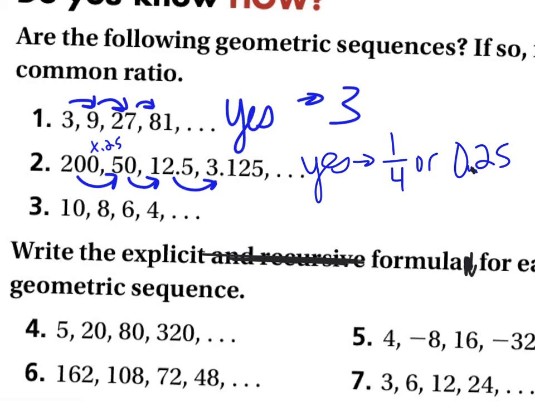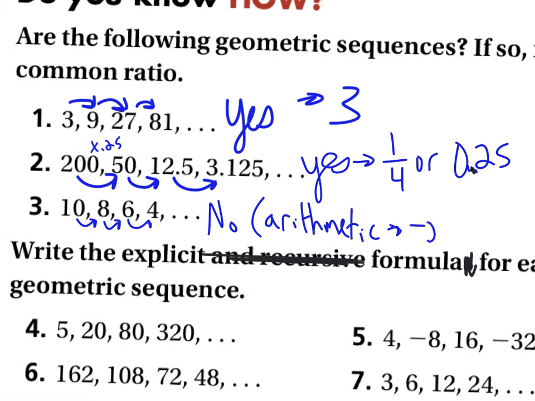Number 3, if you try to get this to work for multiplying by something, that doesn't work. So the answer is no. And so we don't have a common ratio to find. This one actually would be arithmetic. They don't ask us for that, but this is arithmetic. They're subtracting 2 each time.